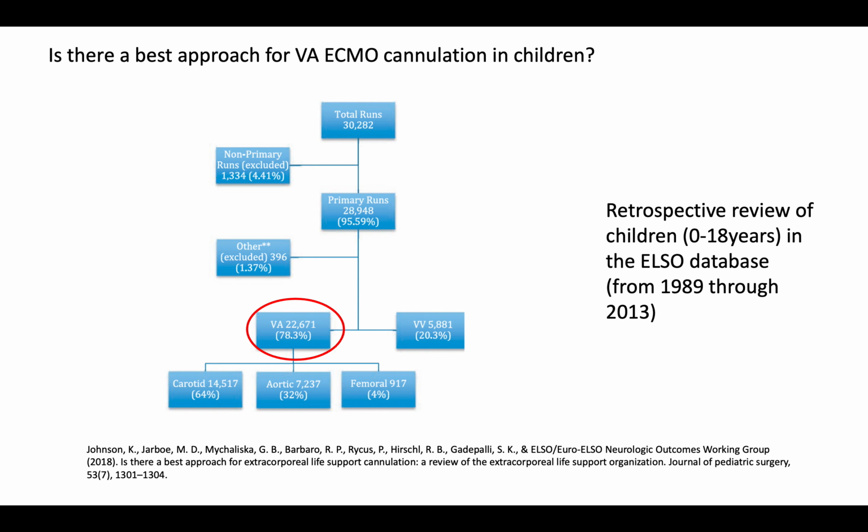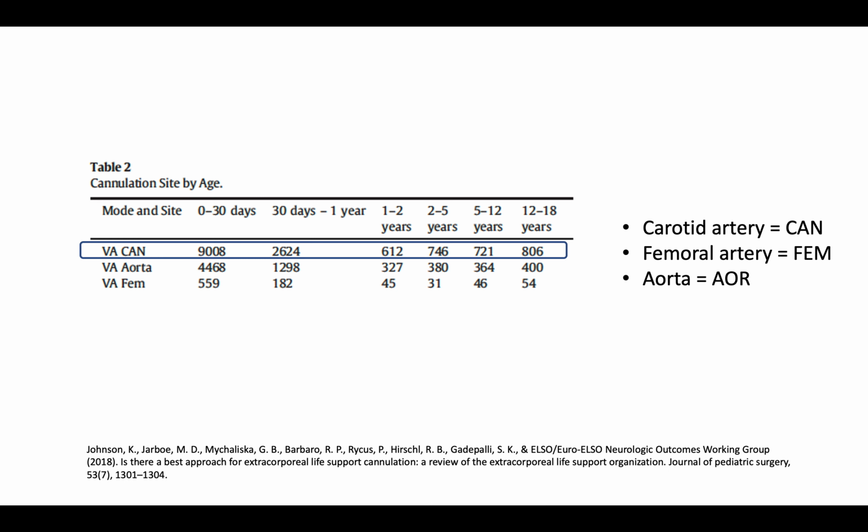The first study is by Johnson and colleagues. They looked at the primary VA ECMO runs in the ELSO database from 1989 through to 2013 in children under the age of 18. A total of 22,671 children were included. As you can see from the table, peripheral cannulation through the neck is the most frequent technique used throughout the pediatric age group.